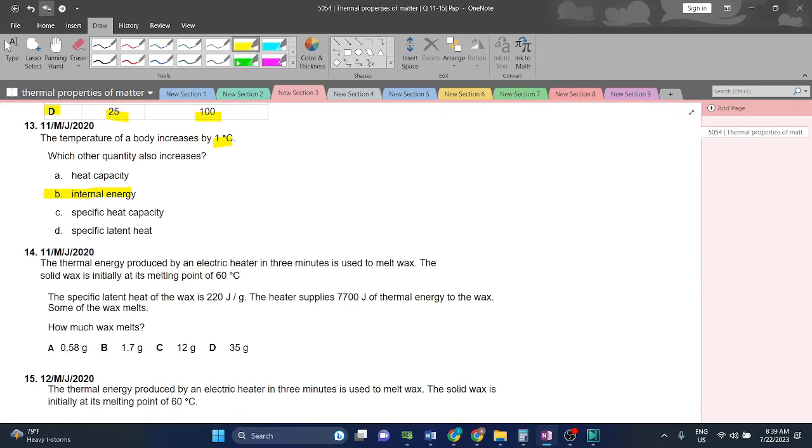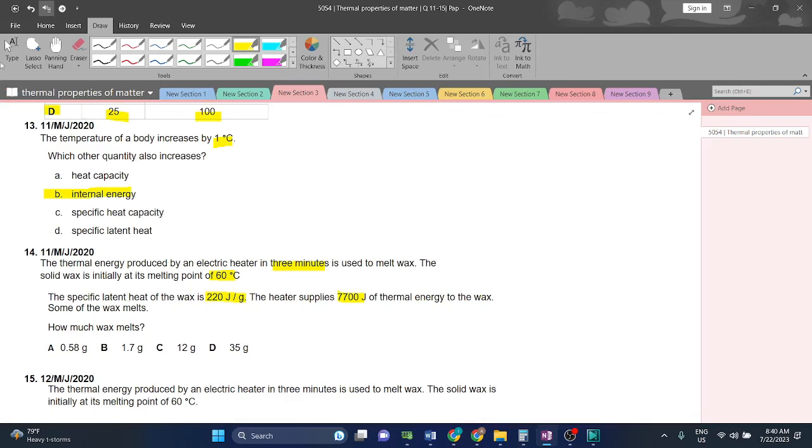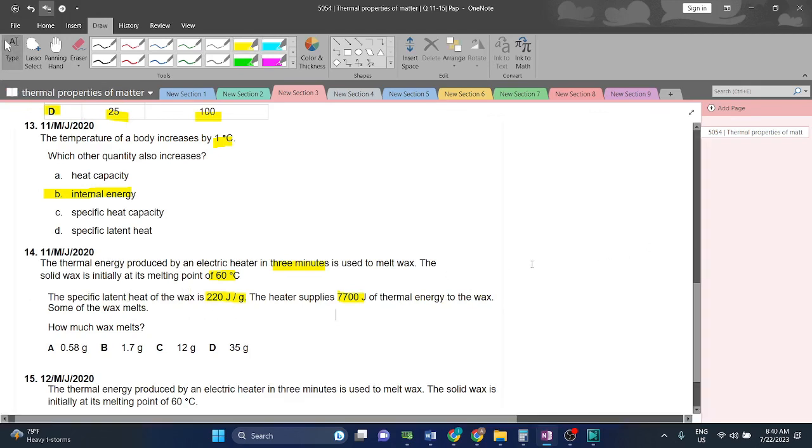Question 14. The thermal energy produced by an electrical heater in 3 minutes is used to melt wax. Its melting point is 60 degrees Celsius. The latent heat of fusion of wax is 220 joules per gram. The heater supplies 7,700 joules of thermal energy to the wax. Some of the wax melts. So what is the mass of the wax?